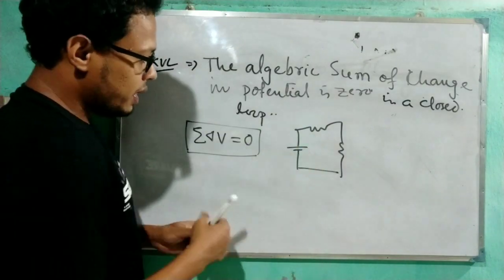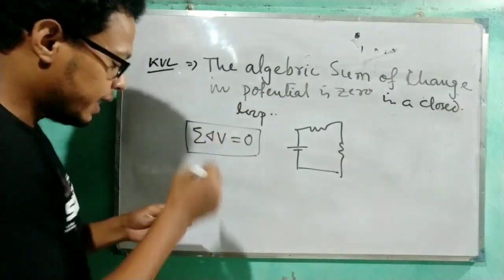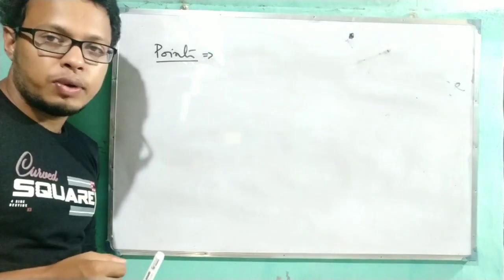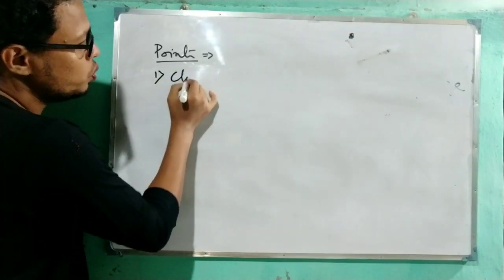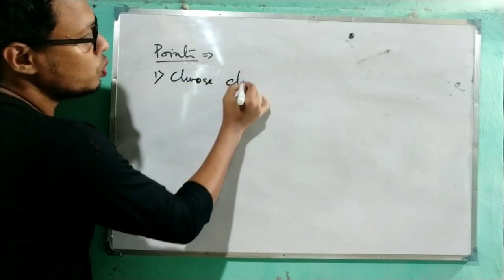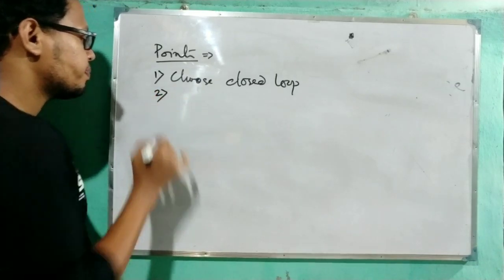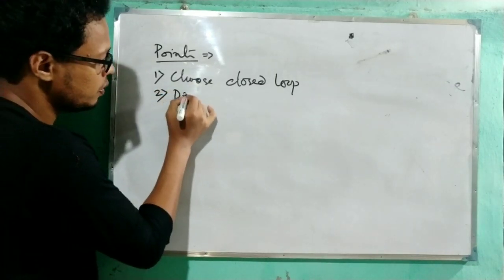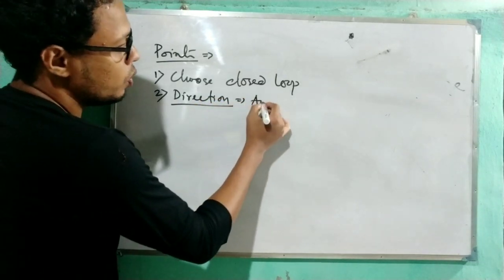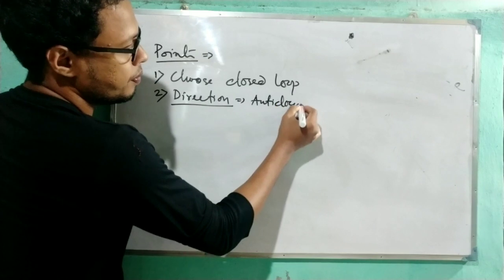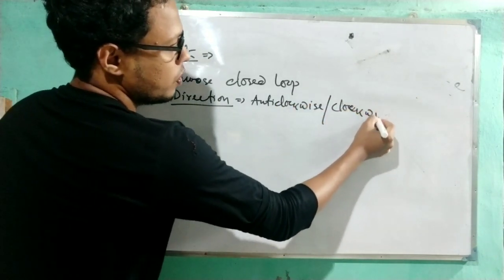Now see, one thing that depends on the path. That's why there are some important points you have to remember to apply Kirchhoff's law. First point is to choose a closed loop. Okay. Second point is the direction, may be anticlockwise or clockwise. Okay.